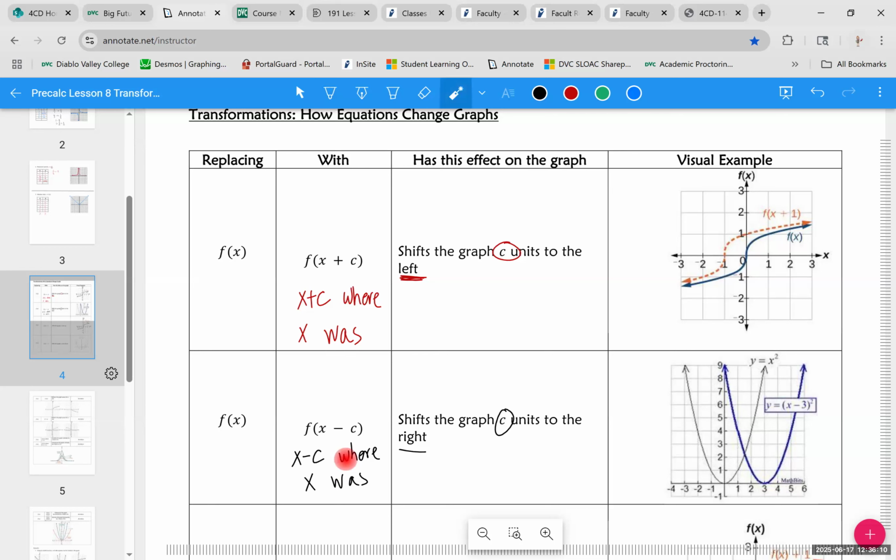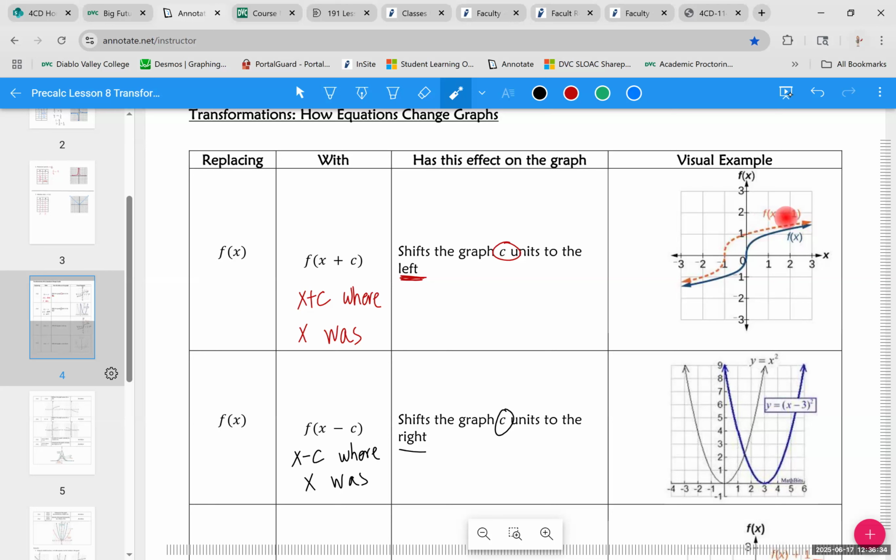So the left and right are kind of the opposite of the sign that you would think. When it's plus, it's to the left. When it's minus, it's to the right. So what does that mean? Let's look at these examples. Let's say I started with this graph here, the blue f of x. That looks kind of like which one? Looks kind of like the cube root, doesn't it?